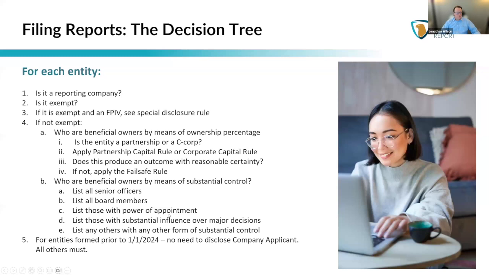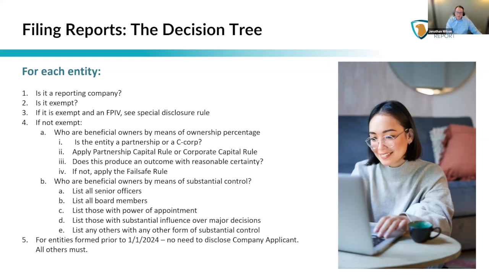So your decision tree then is for each company. Is it a reporting company? Is it exempt? If it is exempt and it's a foreign pooled investment vehicle, there's a special rule for that. Crack open the regulations. Foreign pooled investment vehicles are very rare. There's only about 4,600 of them in the United States, so you probably won't meet one. If your entity is not exempt, then you go through the test to calculate beneficial owners by virtue of ownership percentage.